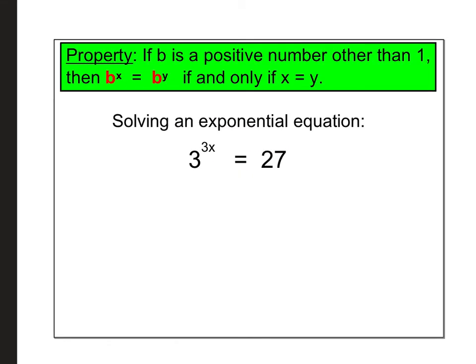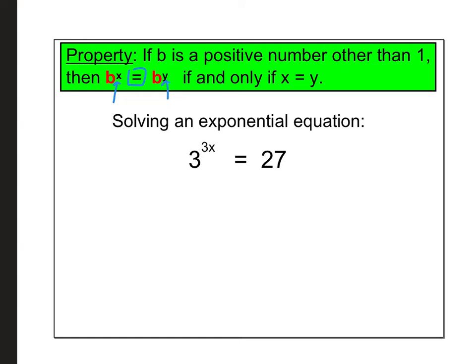All right, so let's take a look at how to solve exponential equations, again, where the variable's in the exponent. Sometimes you can use a property called the one-to-one property, and basically what it says is if b is a positive number, b for the base, and it's any number other than 1, then if b to the x equals b to the y, that means that x equals y. So in other words, if you have an equation and both sides have the same base, the only way that's possible is if the exponents are equal.